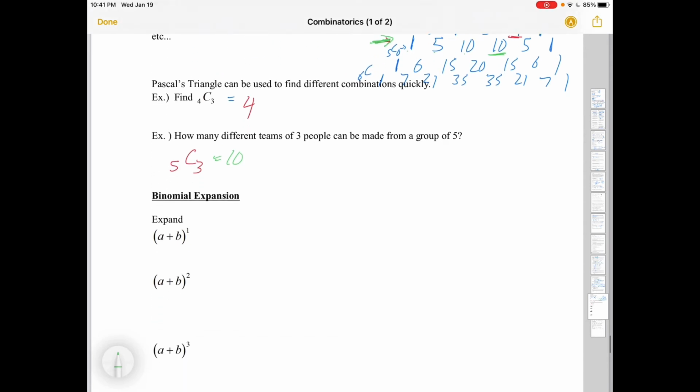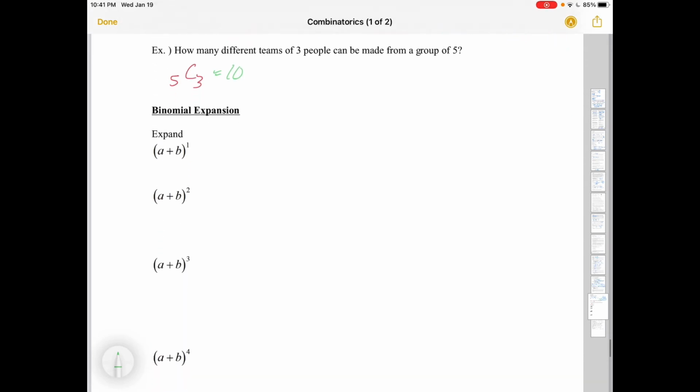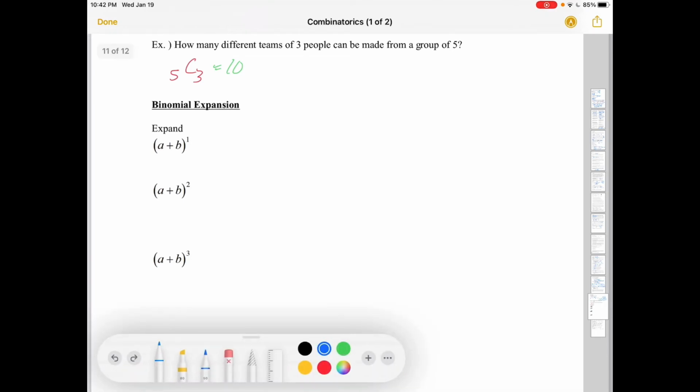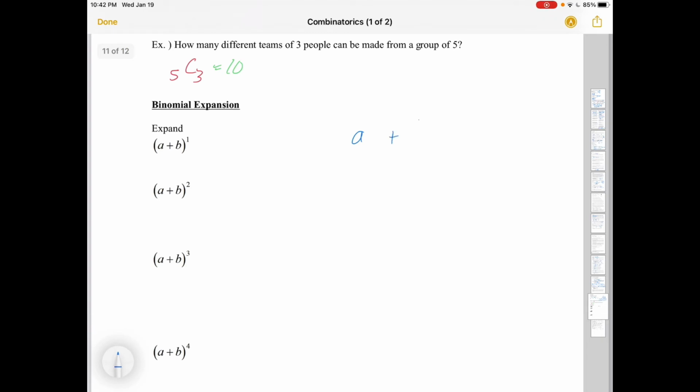Now here's where it gets wild. If you expand binomials, which looks like it has nothing to do with any of this counting stuff, a plus b would be, let's do this in blue, multiplied out just a plus b, or 1a plus 1b. A plus b all squared is a plus b times a plus b, right? Which would give you a squared plus 2ab plus b squared. And if I put coefficients in front of these, I have 1a squared plus 2ab plus 1b squared.